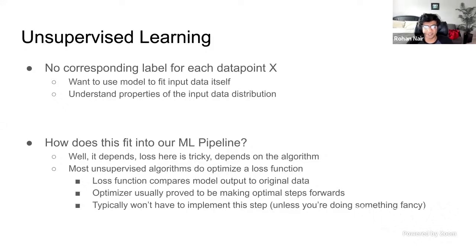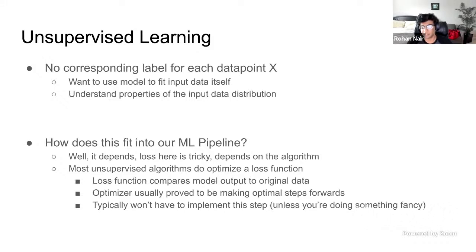So how does this fit into our ML pipeline? Here, loss gets a little more tricky. It depends more on the algorithm itself. Most unsupervised learning algorithms do indeed optimize a loss function, but the loss function usually compares the model output to the original data. And the optimizer used is usually mathematically proved to be making an optimal step forwards in terms of its optimization. You typically won't have to implement this step unless you're doing something fancy like the whole optimizer and loss function.